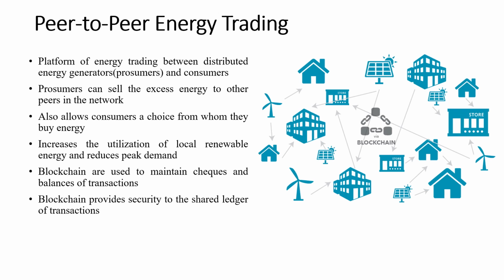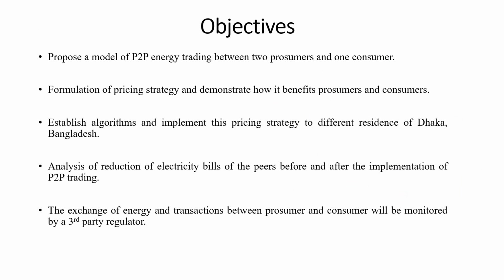However, there is a problem of trusting the system in its security of data. That's where blockchain comes in, which maintains checks and balances of transactions and provides security to the shared ledger of transactions. The objectives of this project are to propose a model of P2P energy trading between two prosumers and two consumers, and the formation of a pricing strategy to show the benefits to prosumers and consumers. This pricing strategy will be implemented taking into consideration a case study in some of the residents of Dhaka, Bangladesh, and a comparison will be done in the electricity bills before and after the implementation of P2P trading, and this exchange will be monitored by a third-party regulator.